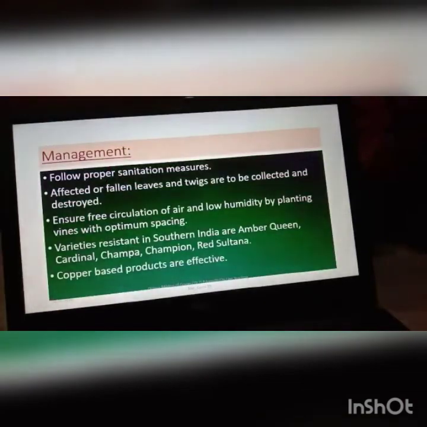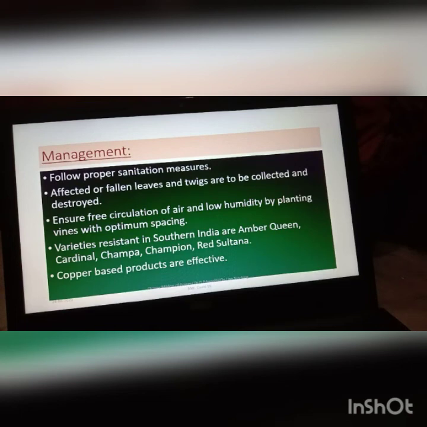Now this one is about management. We have to follow proper sanitation measures. Affected or fallen leaves and twigs are to be collected and destroyed, as they serve as the primary source of inoculum. Ensure free circulation of air and low humidity, and we should also maintain optimum spacing.